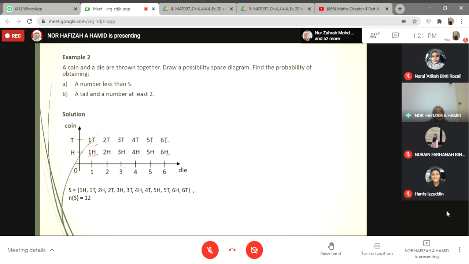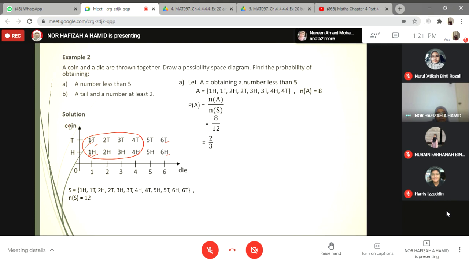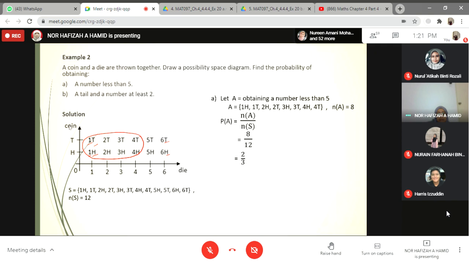Okay, lepas tu dia nak number less than 5. So number less than 5, mana you ada ini. Okay, 1 head, 1 tail, until you dapat 4 head and 4 tail. Okay, so total we have 8. So nak calculate probability is 8 over 12. So 12 tu is the sample space. Ini example of the classical. Classical sebab you punya dice ni, okay, dia punya probability dia semua sama. Coin pun probability dia semua sama untuk head dengan tail. So you boleh pakai formula ni. Okay.